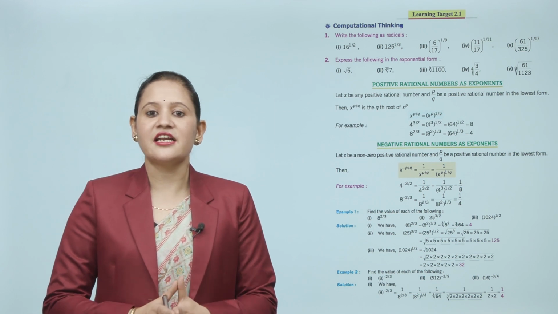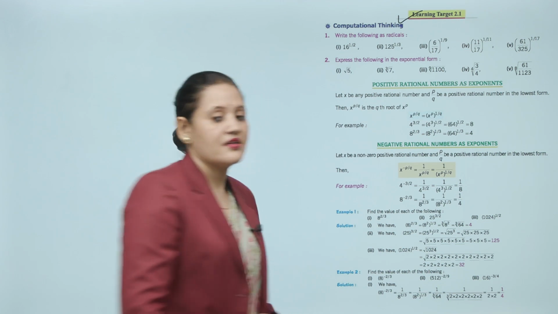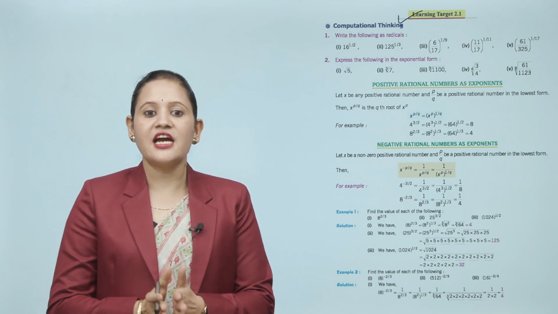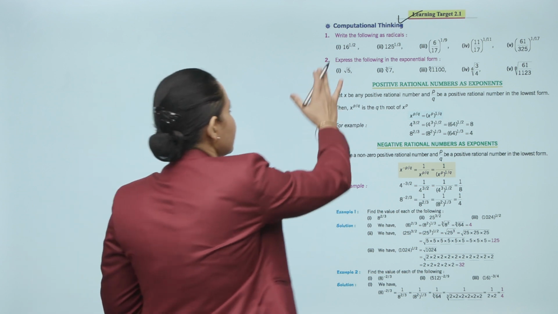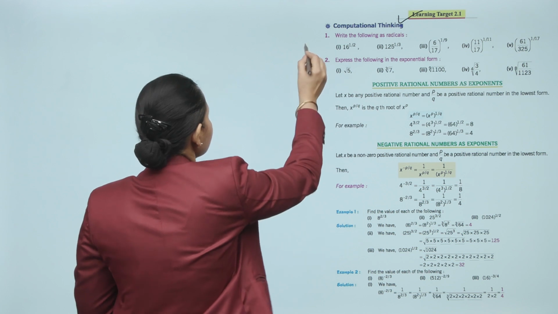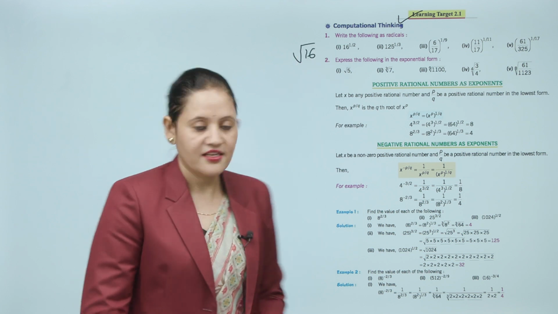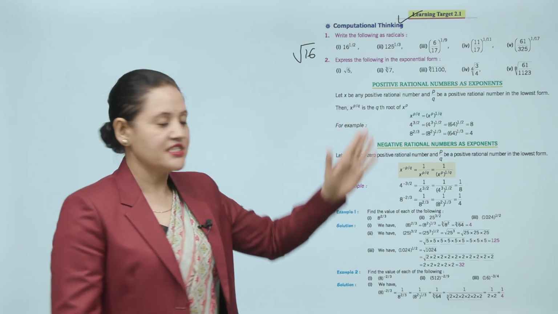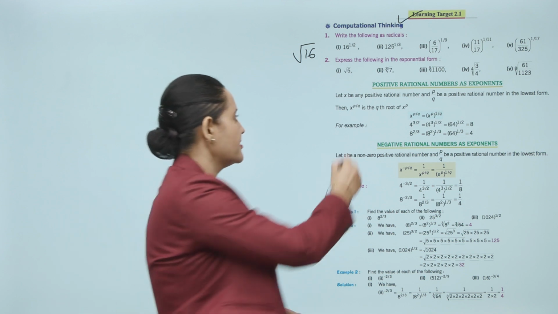Next, learning target 2.1. Computational thinking. Write the following as radicals. So 16 to the power 1 by 2. If we remove the power, what will come? The root will come over 16. So write root 16. Clear? Do all the questions.